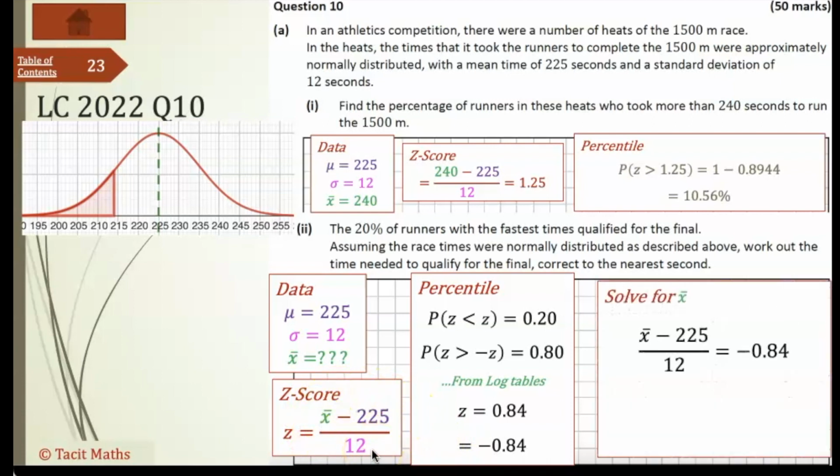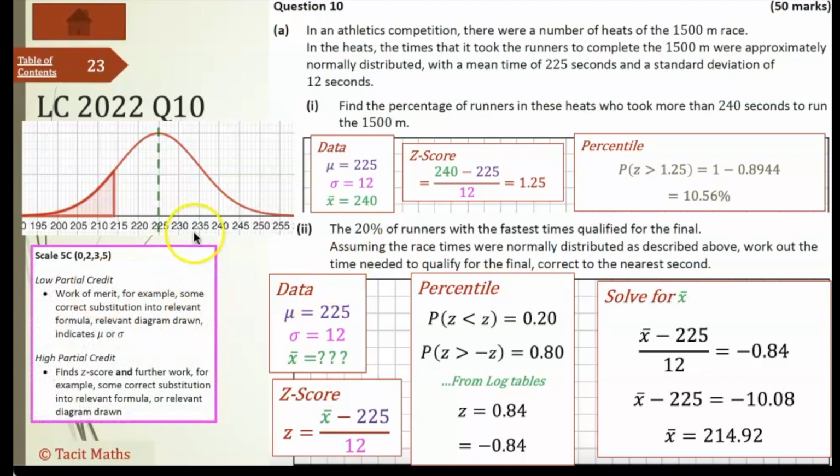So solve this equation. It's a simple linear equation to solve, and we end up at 214.92, which should be rounded off to 215 seconds, and that looks about right. So that basically means that if they get 215 seconds, they're in the top 20% of the runners.